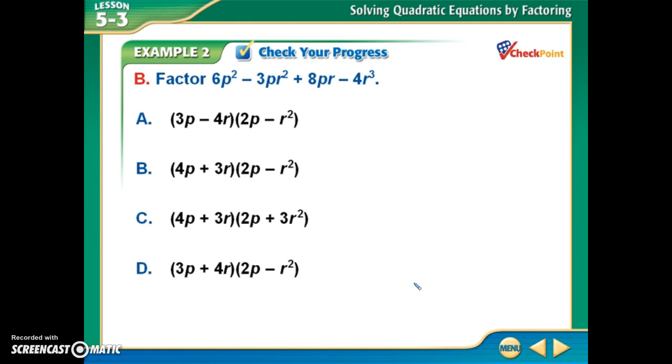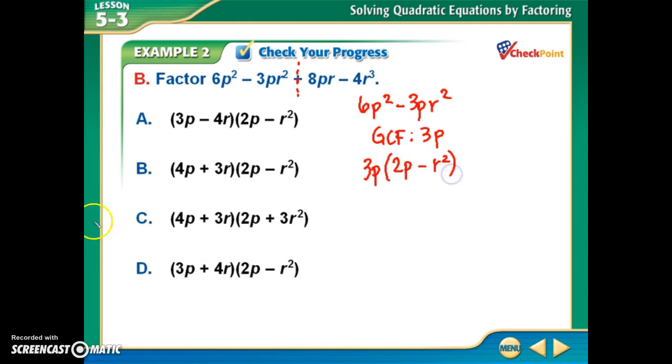Just like before, go ahead and pause and work on this one to see if you get the same answer as I do. So if we divide our equation in half and look at just the first half, we got 6p squared minus 3p r squared. Our GCF is going to be 3p. If we pull out 3p, we're left with 2p minus r squared.